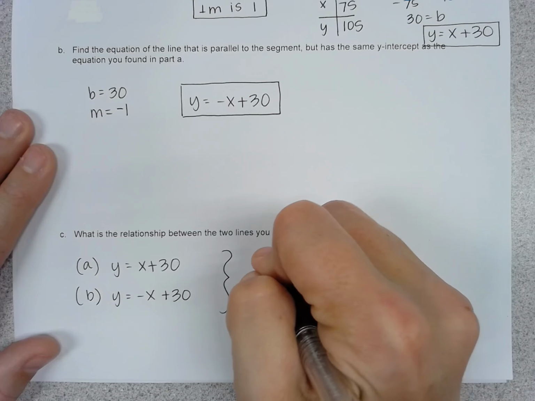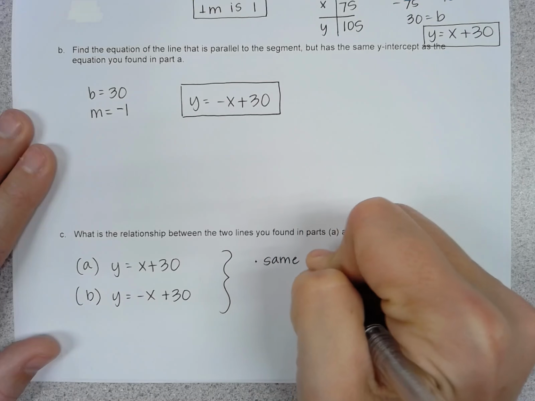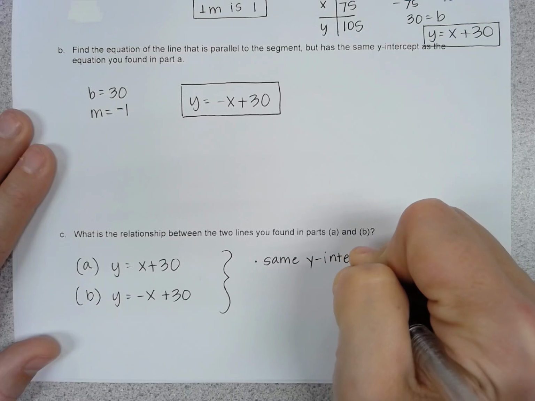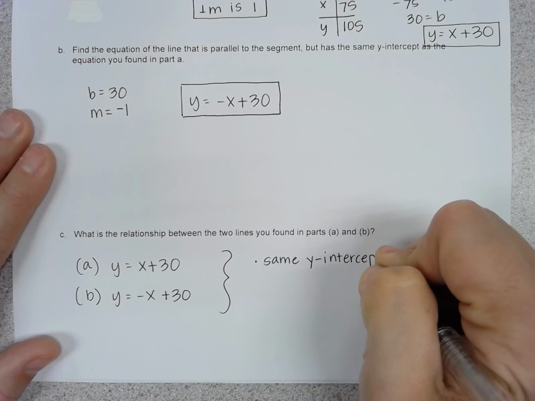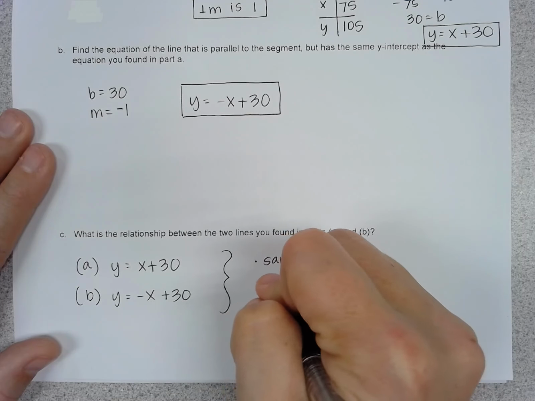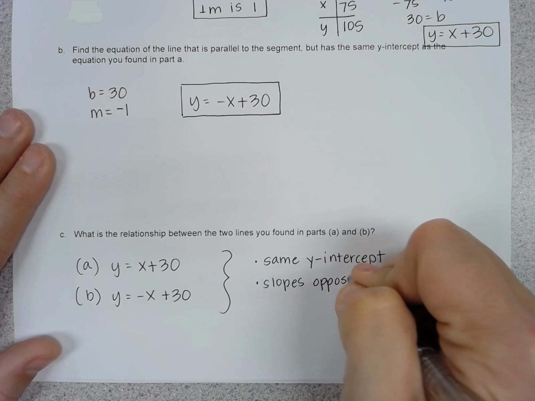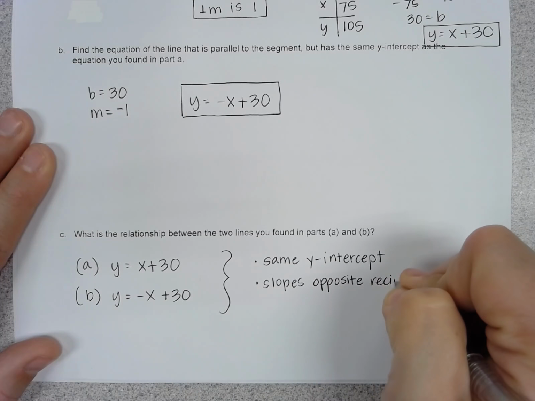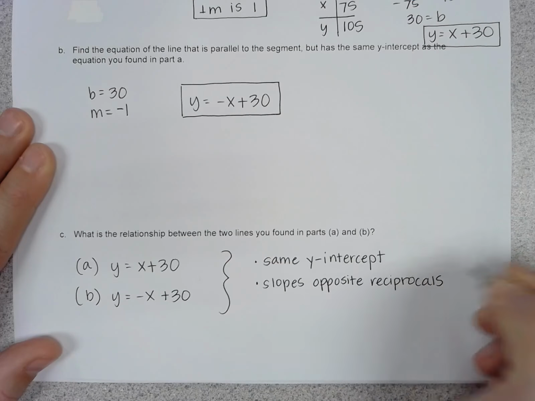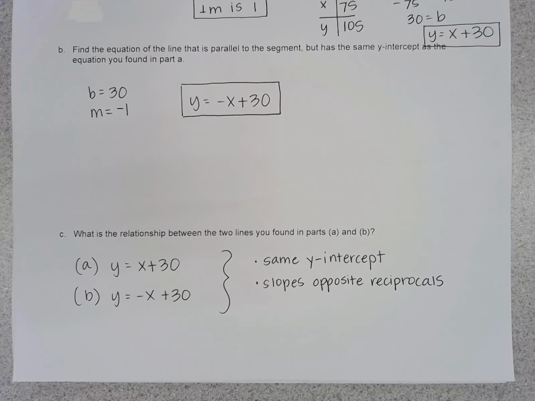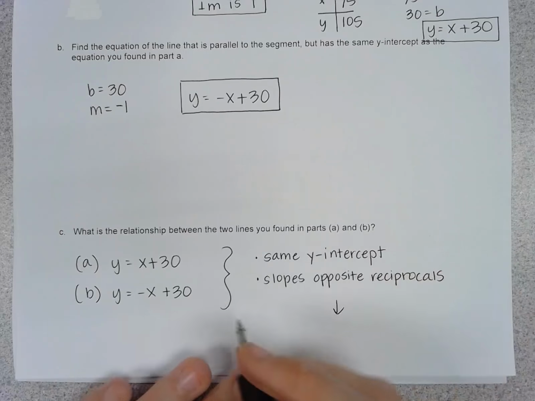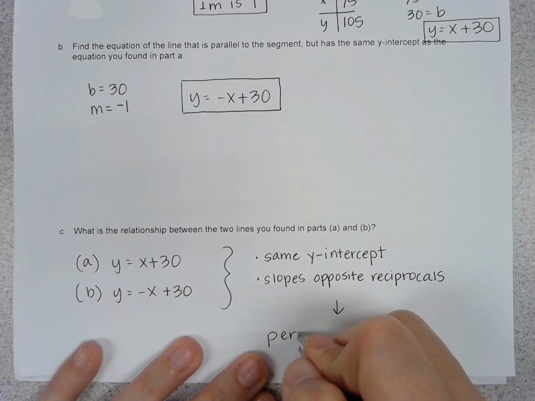So it's good to note that they happen to have the same y-intercept, but that doesn't mean that they can't be perpendicular. It just means that they can't be parallel. Notice how the slopes are opposite reciprocals. The slope of one is +1, the slope of the other one is -1. And so because of these two things, I can conclude that these two lines are perpendicular.